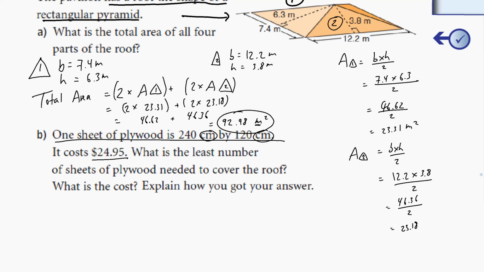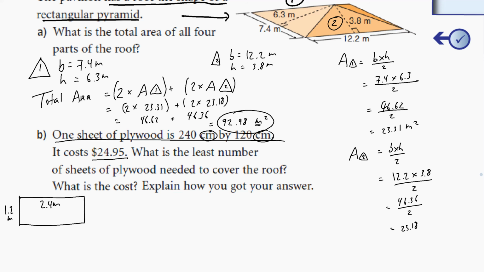We have to convert. So our plywood sheet is, I'll draw it out just so that we can envision it, 120 centimeters by 240 centimeters. We have to turn that into meters. So instead, 120 centimeters will be 1.2 meters when we divide by 100. And 240 will be 2.4 meters. So a 1.2 by 2.4 meter sheet of plywood will cost us $24.95.